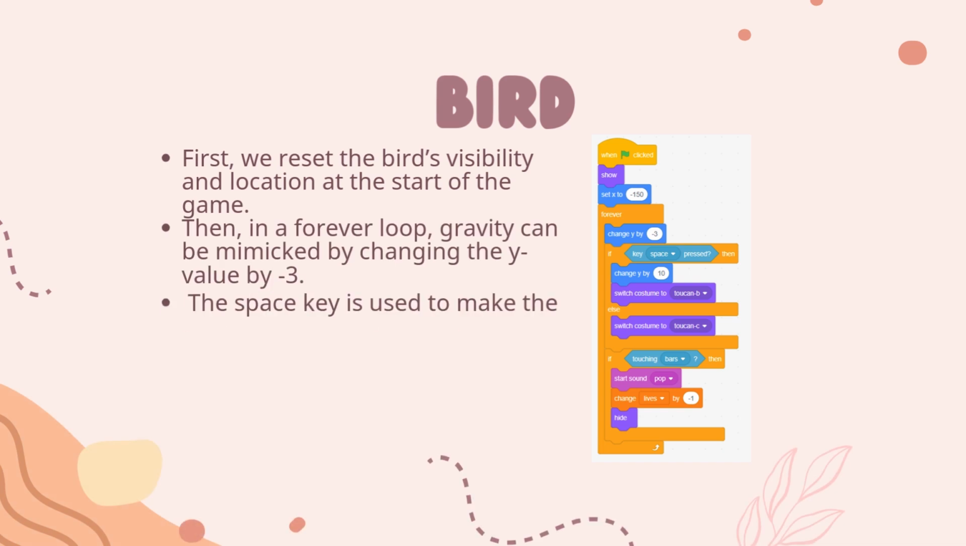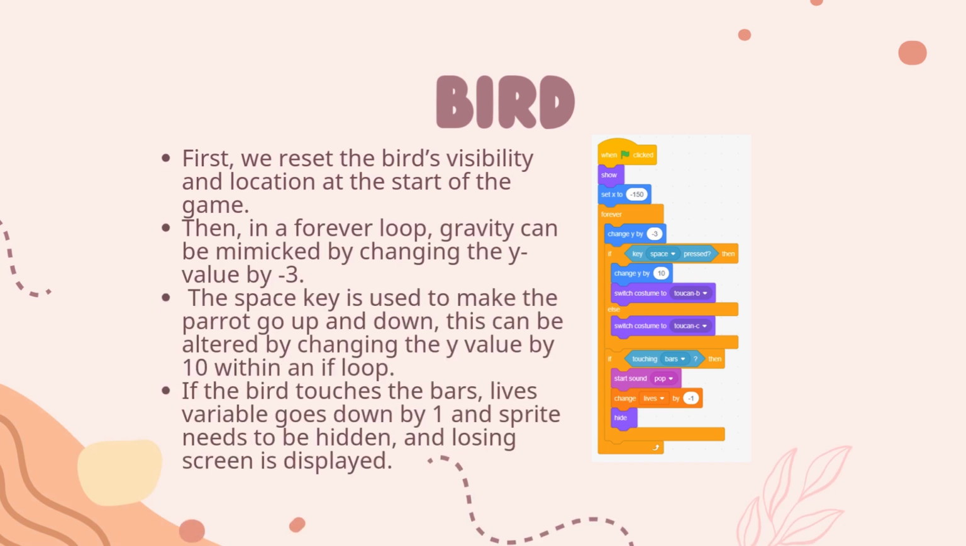For the bird, first, we reset the bird's visibility so that the bird shows and location is set with X value at -150 at the start of the game. Then, in a forever loop, gravity can be mimicked by changing the Y value by -3. The space key is used to make the parrot go up, so using an if statement, flying upward can be mimicked by changing the Y value by 10.